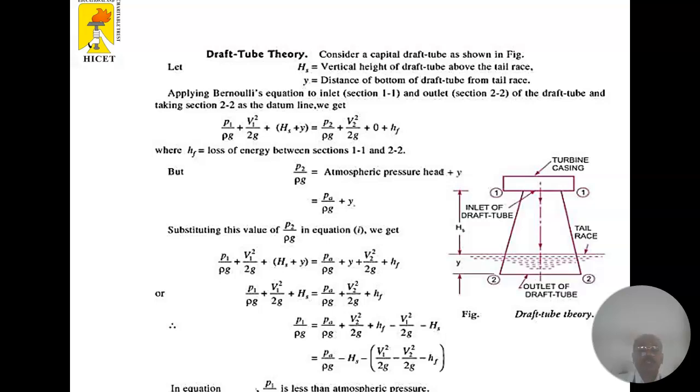What is the pressure head in the section 1-1? That is the pressure head, P1 by ρg. So we have to rearrange this equation. We can easily get the final equation: Pa by ρg minus Hs, minus the kinetic energy, minus loss of energy. So in this equation, P1 by ρg is less than the atmospheric pressure. So the outlet pressure will be lesser than the atmospheric pressure. So our purpose will be solved.